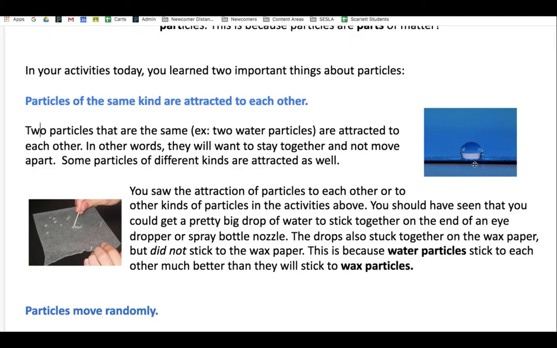Some particles of different kinds are attracted as well. You saw the attraction of particles to each other or to other kinds of particles in the activities above. You should have seen that you could get a pretty big drop of water to stick together on the end of an eyedropper or a spray bottle nozzle. The drops also stuck together on the wax paper, but they did not stick to the wax paper. This is because water particles stick to each other much better than they will stick to wax particles. These are the same kind, water particles, and these are the same kind.